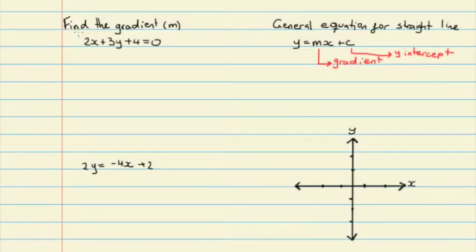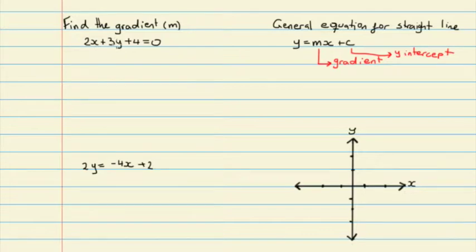Everyone. So in this question we'll be looking to find the gradient m of this equation. This equation, if you look closely, is actually a straight line. So the general equation for a straight line looks like this. And some schools or some places may use different letters, like instead of m they may use a, instead of b they may use c, whatever. But the equation is y equals mx plus c, where m is the gradient and c is the y-intercept.